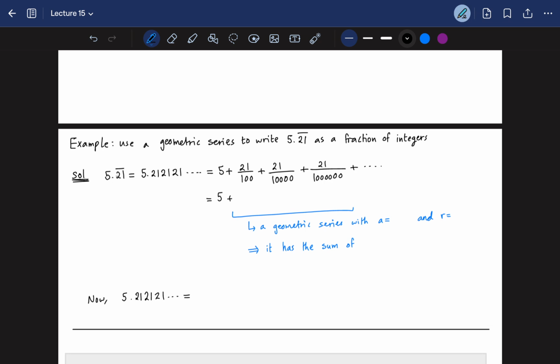If I have 5.2121, I can write it as 5.21, 21, 21, 21 up to infinity. So if you write it as fractions, this is 5 plus 21 over 100 plus 21 over 10,000, and so on. So let's simplify it as powers of 10.